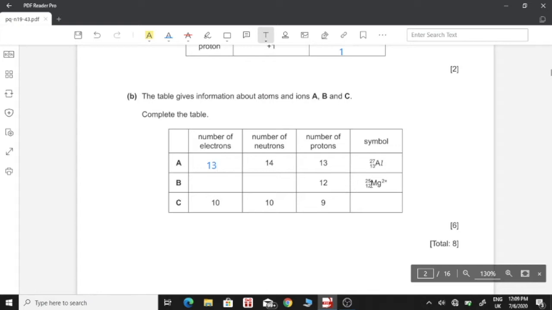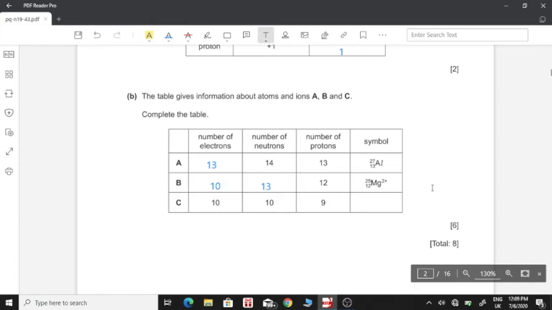Part B, now here we can see the charge is +2, which means we have 2 extra protons compared to electrons. So since the protons number 12, we'll have 10 electrons. The number of neutrons is found by subtracting the atomic number from the mass number, which is 25 minus 12, and the number of neutrons here is 13.